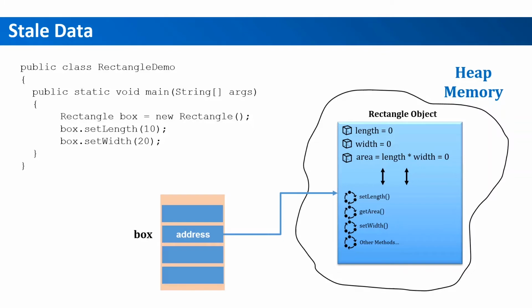Then you go to set the width to be 20 and the length to 10, which the setWidth and setLength methods will do for you. And this is where the problem occurs. After updating the length and width, the class will not update the area with the new width and length values. This is what we mean when we say that the data of the area field becomes stale.